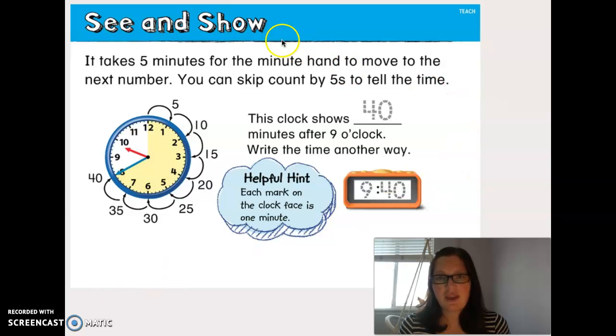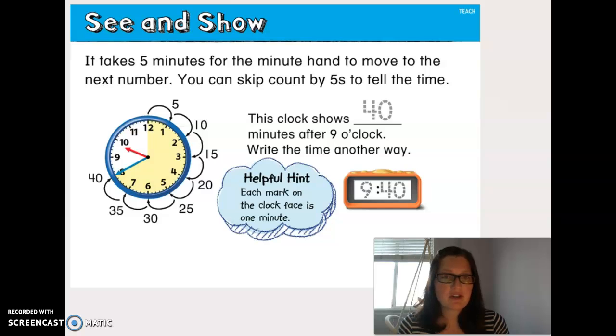Okay, here's our vocabulary page. Now this one doesn't have any new vocabulary. Just remember our hour hand is the shorter hand, and the minute hand is the longer hand. And this clock is our analog clock that uses the hands. This is our digital clock that uses all numbers. So it takes 5 minutes for the minute hand to move to the next number, and you can skip count by 5s to tell time just like we did.